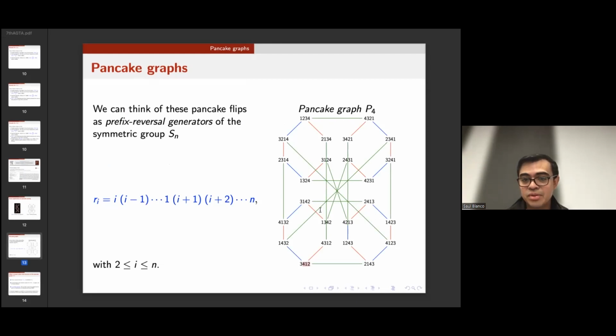And yeah, so this is the case for 4 pancakes, but if you only have 3 pancakes, it will look like a 6 cycle.